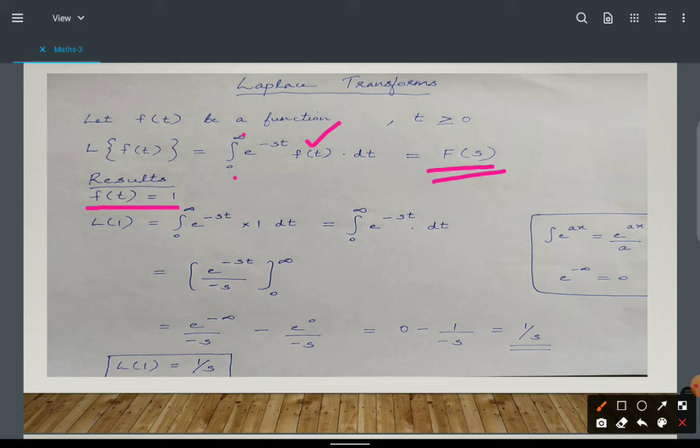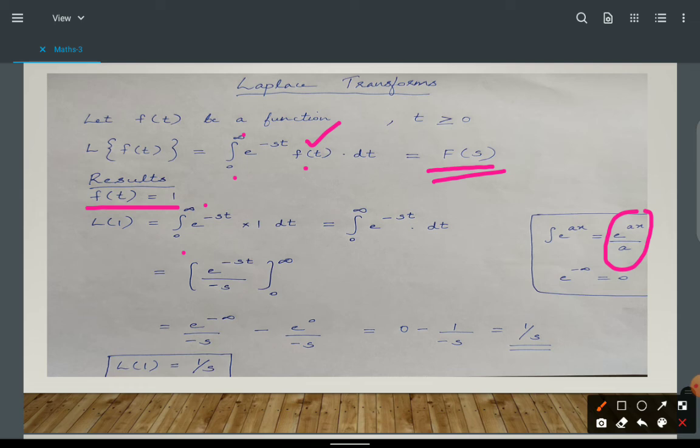സോ ഇൻറ്റഗ്രൽ 0 to infinity e raised to minus st into f of t, that is the formula. അപ്പോൾ അതിനകത്ത് നമുക്ക് f of tക്ക് we can put the value 1. So e raised to minus st into 1 dt. So again integral 0 to infinity e raised to minus st into dt. So integral of e raised to ax, the value is e raised to ax by a.